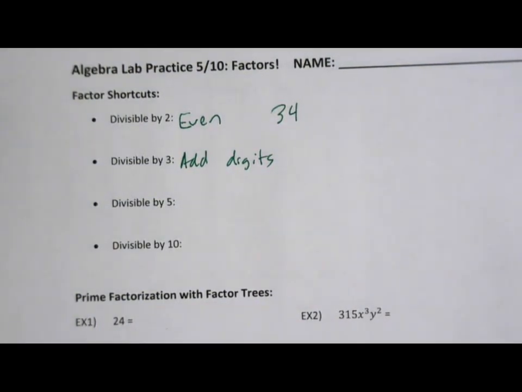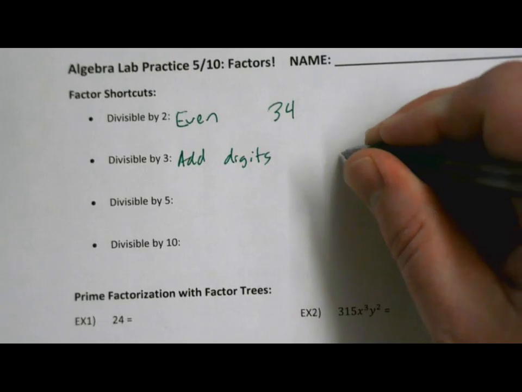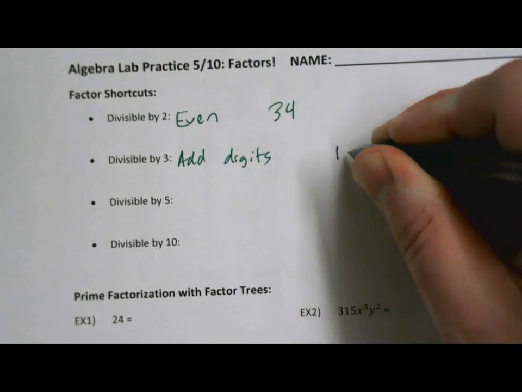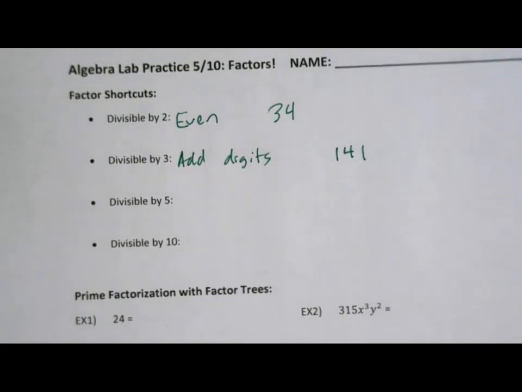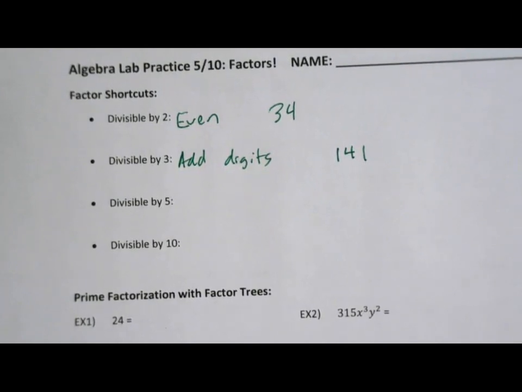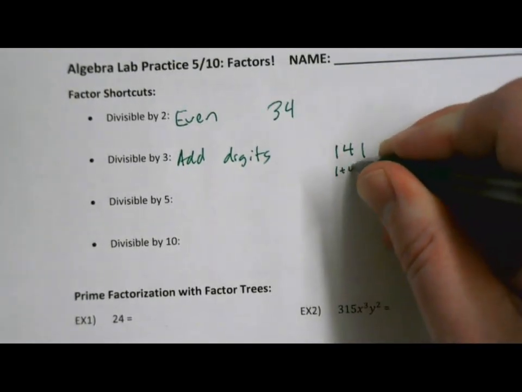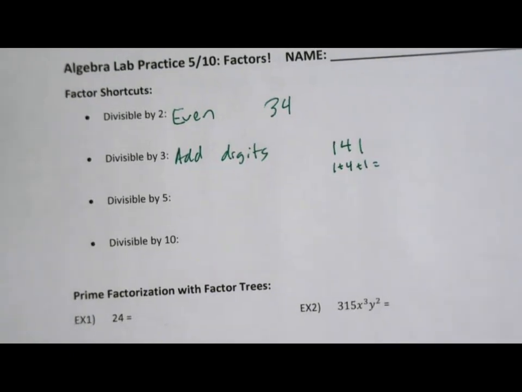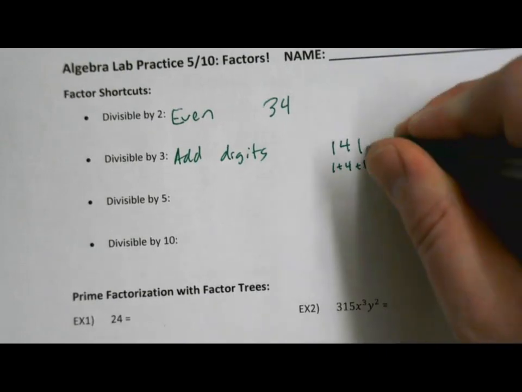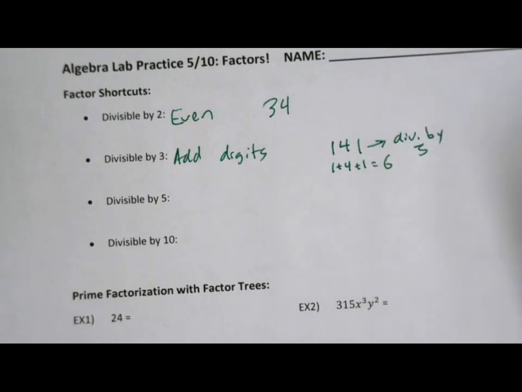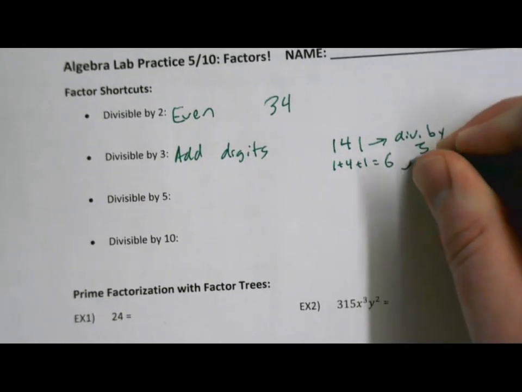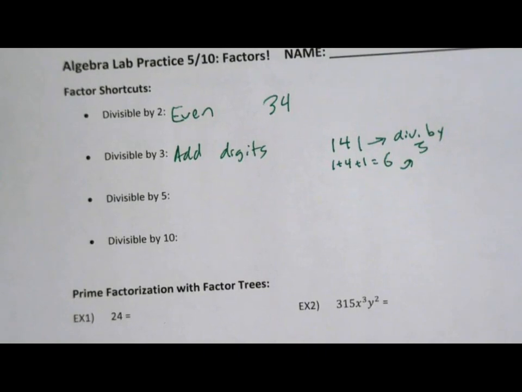So here's an example. Let's do 141. Add those digits up. What is 1 plus 4 plus 1? 6. Is 6 divisible by 3? Then that means that this is divisible by 3. If 6 is divisible by 3, then 141 is divisible by 3.